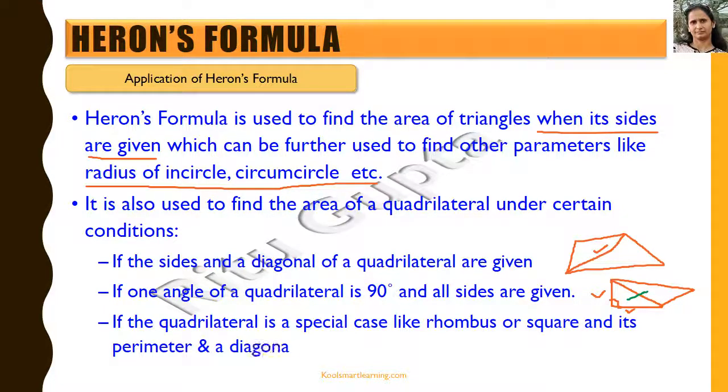If the quadrilateral is a special case like a rhombus or a square and we know its perimeter, which would mean that we know all the sides of this quadrilateral, and a diagonal is given, then we can find its area. And there are many other cases where we can again use Heron's formula to find the area and in turn find other parameters.